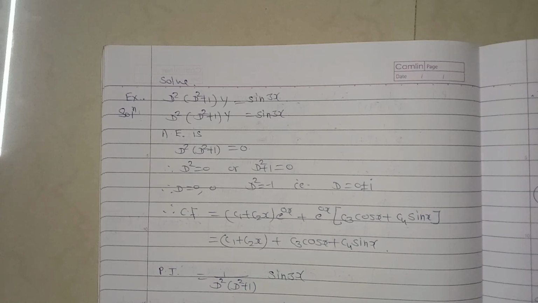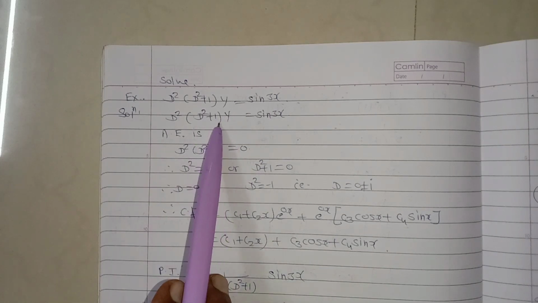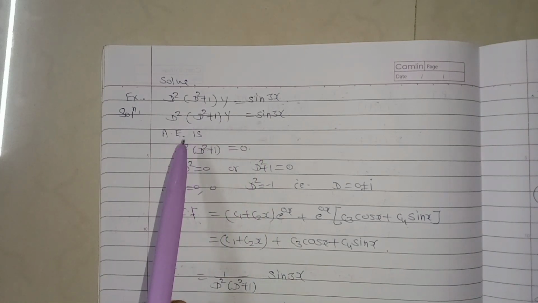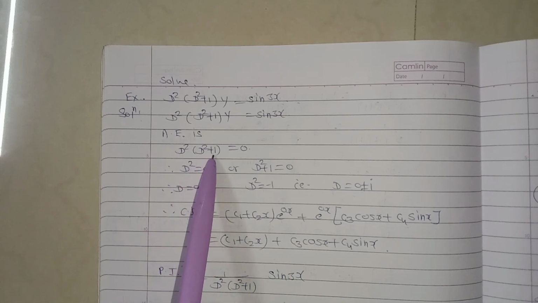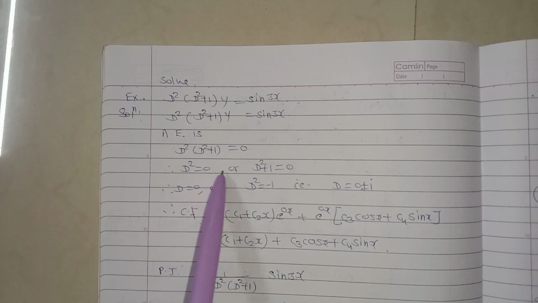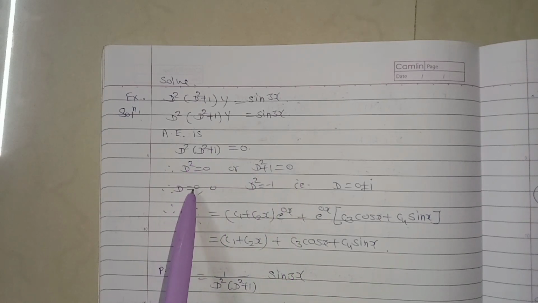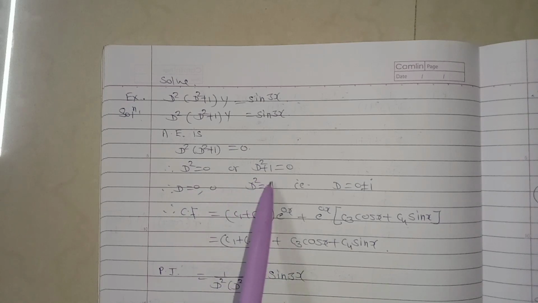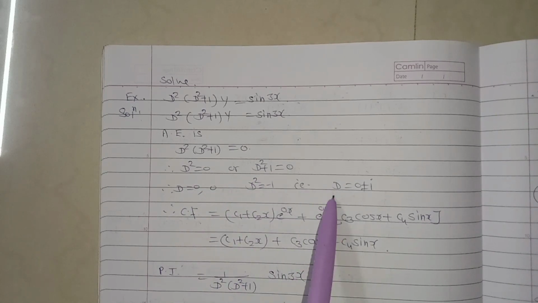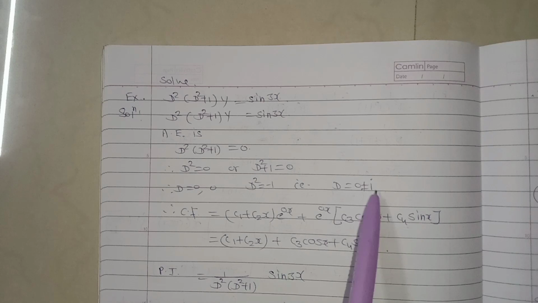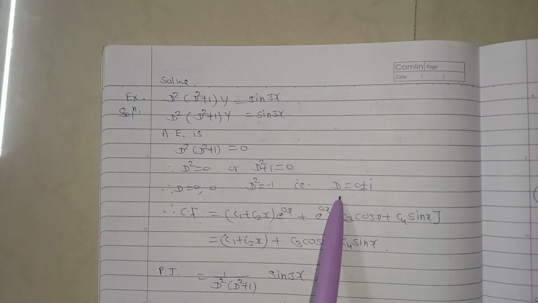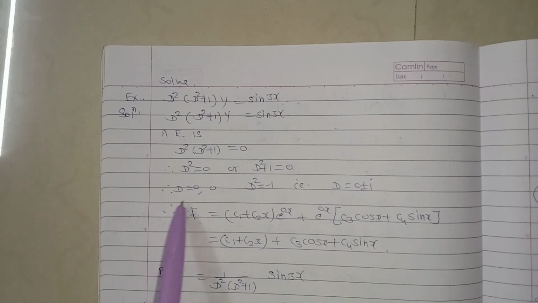We write given equation in the solution. Auxiliary equation is d square into (d square plus 1) equal to 0. So we get d square equal to 0 or d square plus 1 equal to 0. Hence we get d equal to 0, d equal to 0 and d square equal to minus 1, that is d equal to 0 plus minus i. Two roots are real, two roots are complex. So we get here 0 root is repeated 2 times.